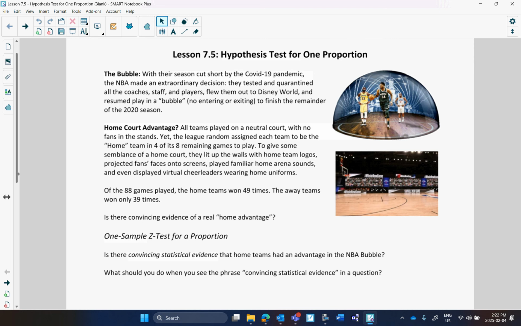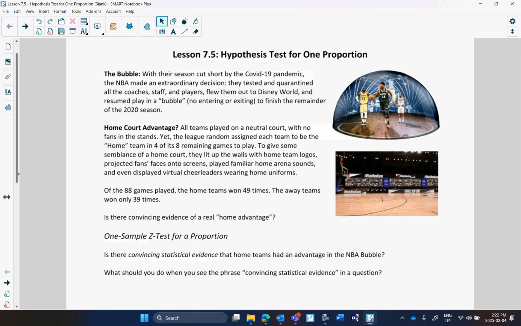And just like we did with confidence intervals, we did it sort of the long way, and then showed you how you can use that four-step process and the graphing calculator to do all those little calculations for you. We're going to do much the same with this.